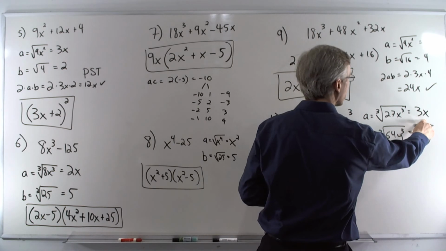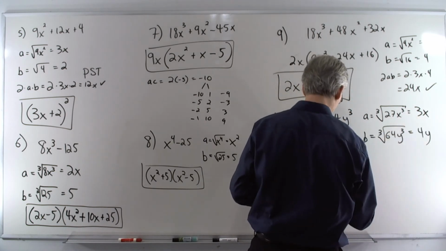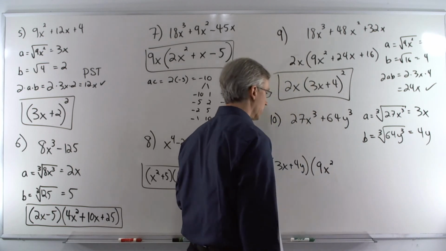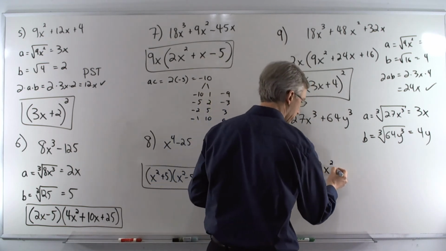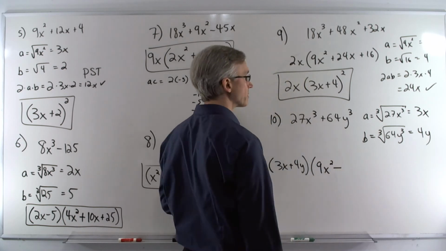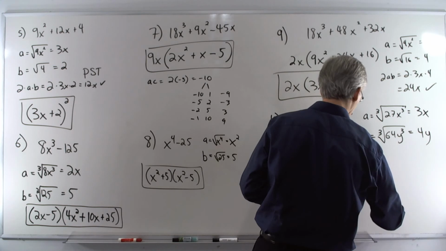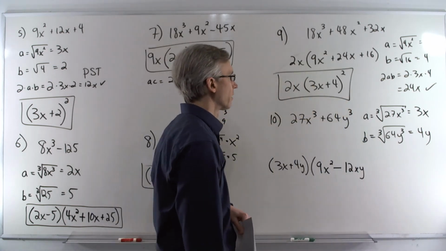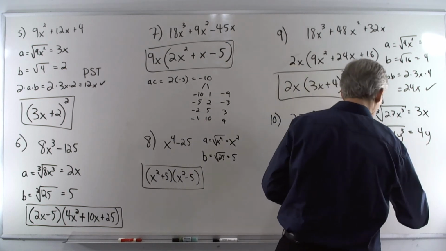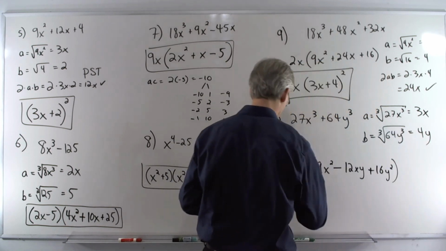A squared will be 3x squared, so that's 9x squared. Now, for the middle term, switch from addition to subtraction and multiply a times b. 3 times 4 is 12. Keep both variables, 12xy. And finally, we're going to square b on the end, and that is 16y squared.